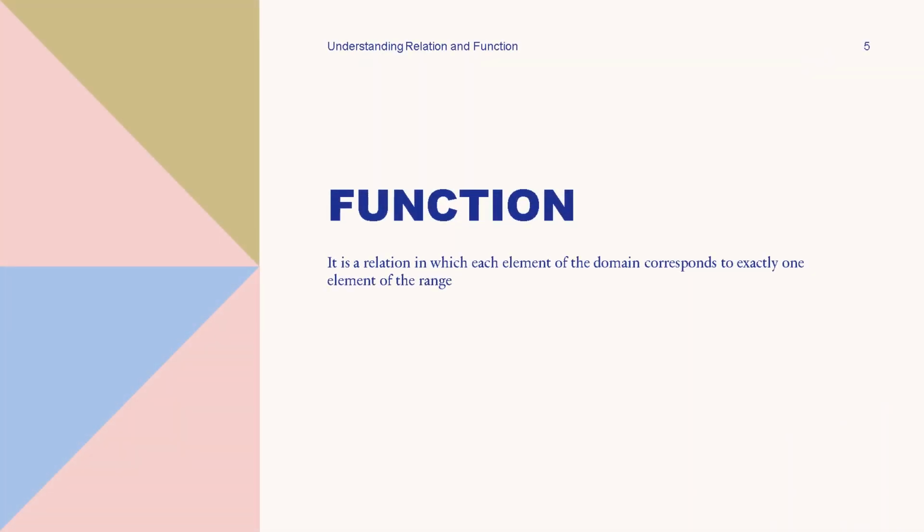Now let's have what is a function. It's a relation in which each element of the domain corresponds to exactly one element of the range. So technically, you cannot have two values for one x. We'll discuss that in some of the terms here.